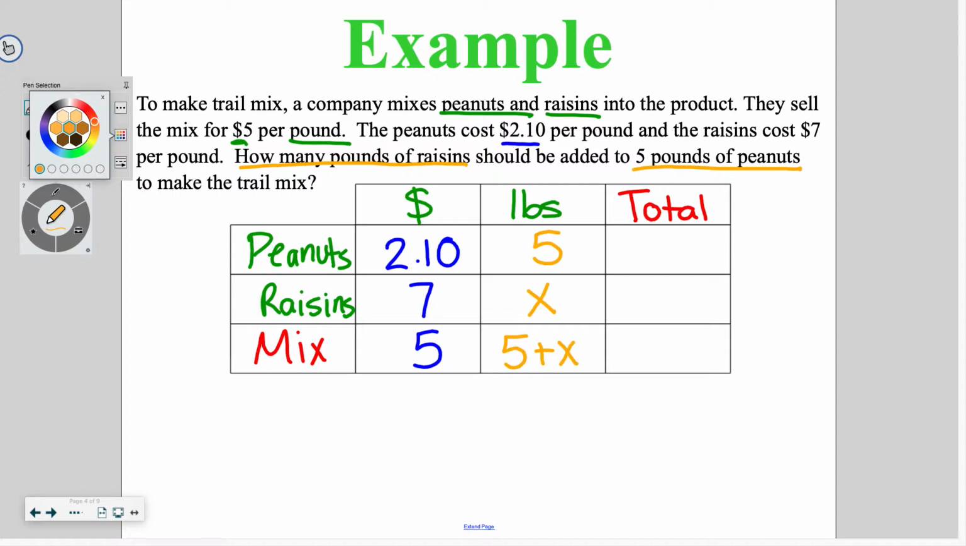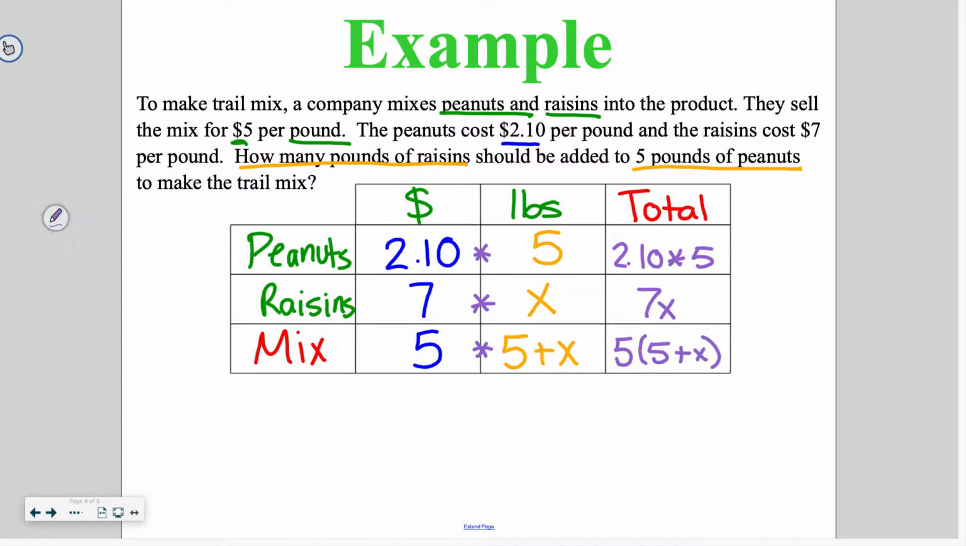Now, to solve the problems, the process is always going to be the same. Multiply the values going across to get this total column. In this case, it would be 2.10 times 5. The next column would be 7 times x, or 7x. And our last row is going to be 5 times x plus 5.